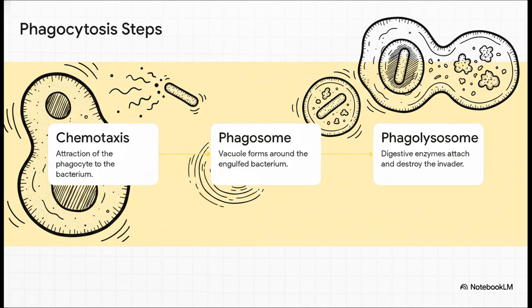Step 2, the cell membrane basically folds inward to form a vacuole, called a phagosome, right around that engulfed bacterium. And finally, in Step 3, a lysosome packed with powerful digestive enzymes attaches to that vacuole. This forms a phagolysosome, which totally destroys the invader. It's like a microscopic demolition crew.